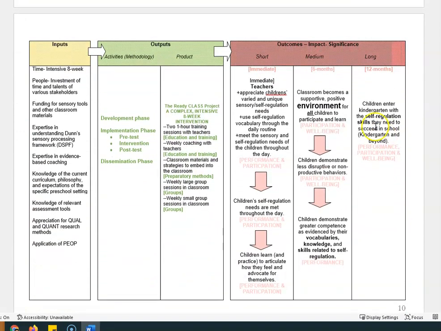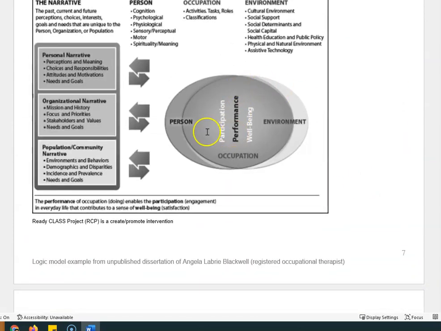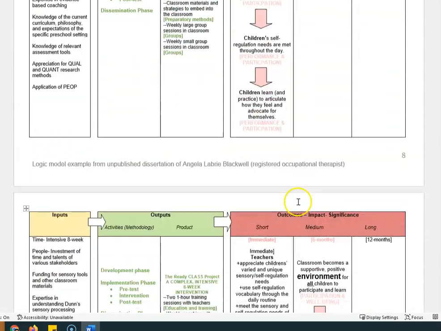So for me, I said I believe that children will enter kindergarten with the self-regulation skills they need to succeed in school, kindergarten and beyond, so their performance, their participation, and well-being. Hopefully you can see how this connects to our practice framework outcomes, but also PEOP: performance, participation, and well-being. Enhancing the environment, the things the teachers are doing, the things in the physical environment and the social environment, improves the child's performance, participation, and well-being.